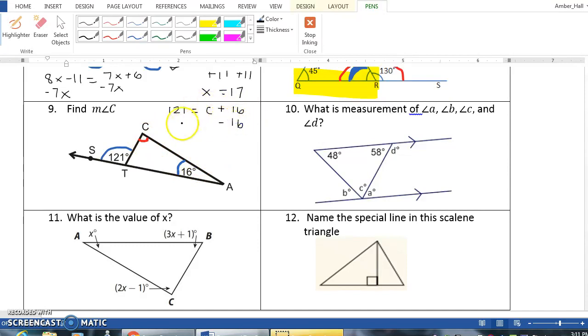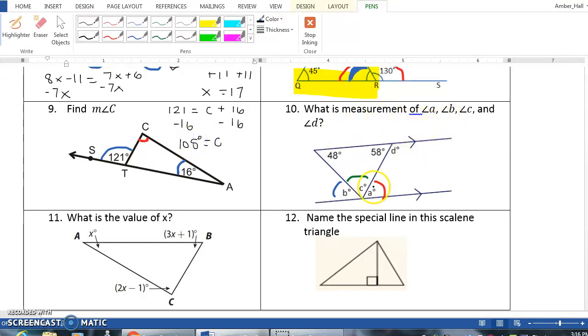So by subtracting 16 from both sides, I get C equals 105. C equals 105 degrees.